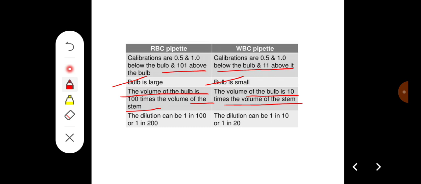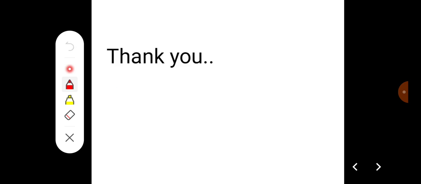Normally the dilution is 1 in 200 when you are counting RBCs, and the dilution is usually 1 in 20 when you are counting WBCs. So this is in brief about haemocytometry.